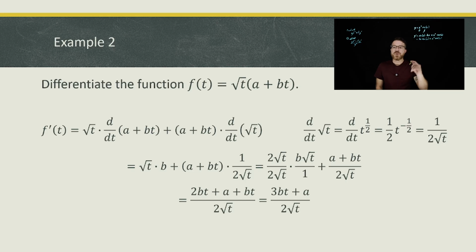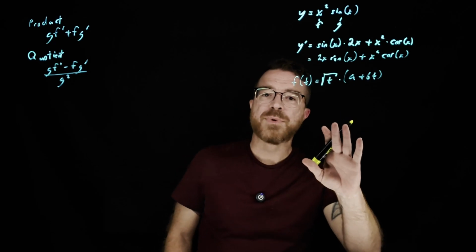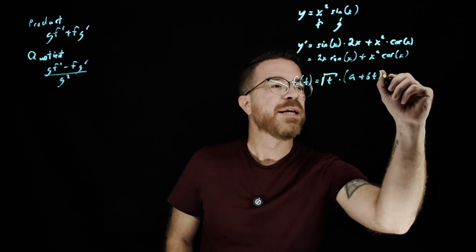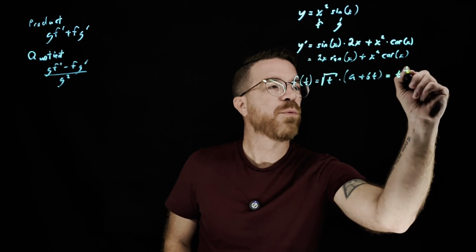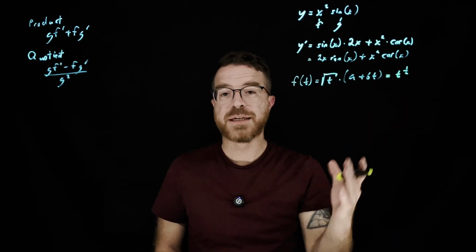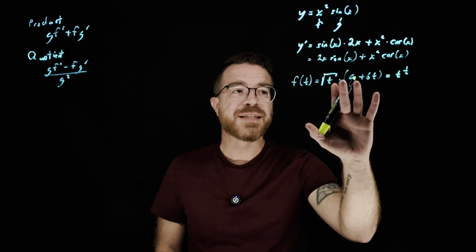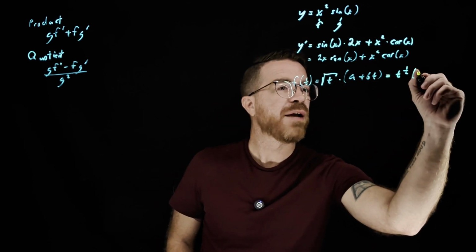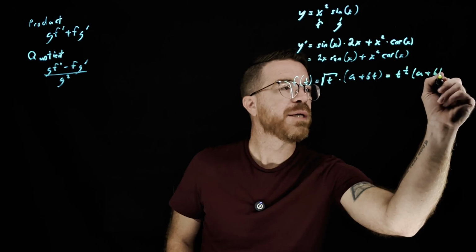For my next example, I want to take the function f of t, which is equal to the square root of t times a plus bt, and I want to differentiate this. Now, a couple things before we do this. First of all, I'm actually going to change this square root of t into t to the 1/2. This will make it easier when we're actually taking the derivatives. Second thing I want to mention is that this a and b are just constants. So this is going to be t to the 1/2 times a plus bt.